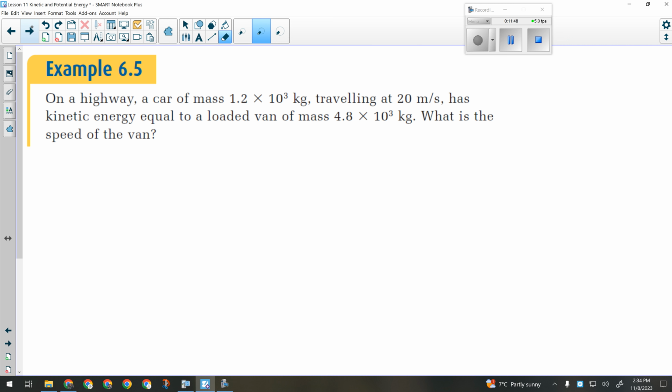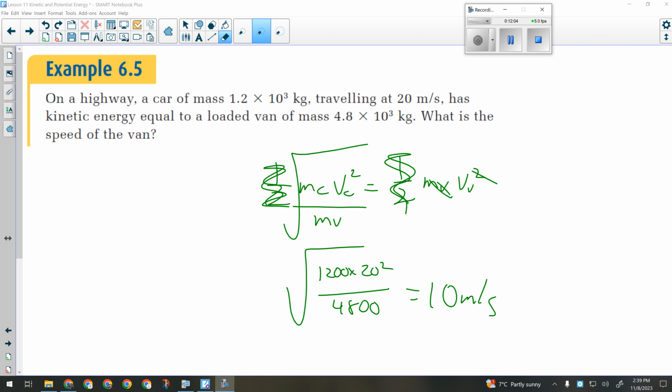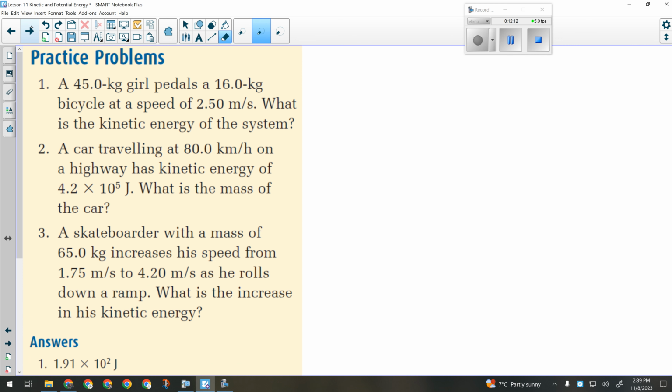They have the same kinetic energy, but the van is 4 times heavier than the car. How fast does the van go? By the same notion, if something 4 times as heavy goes half as fast, it has the same amount of energy.